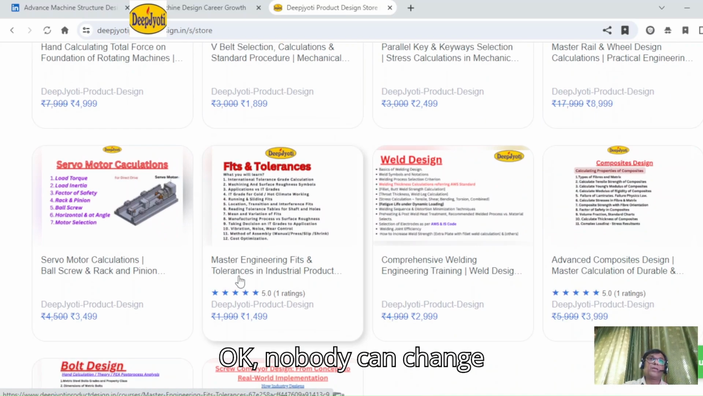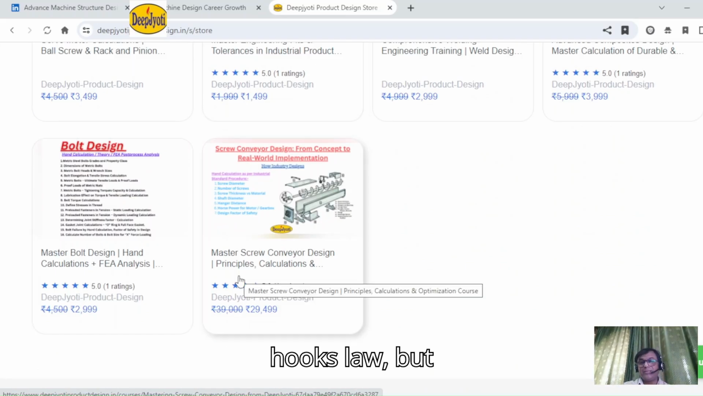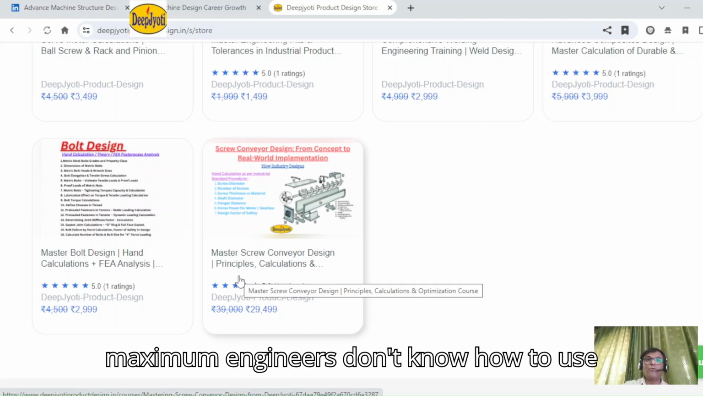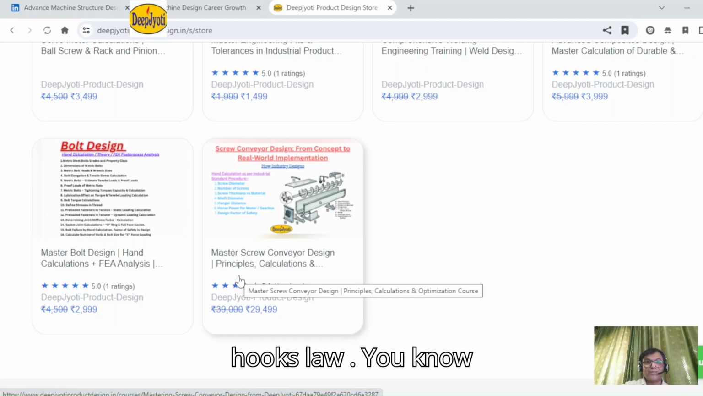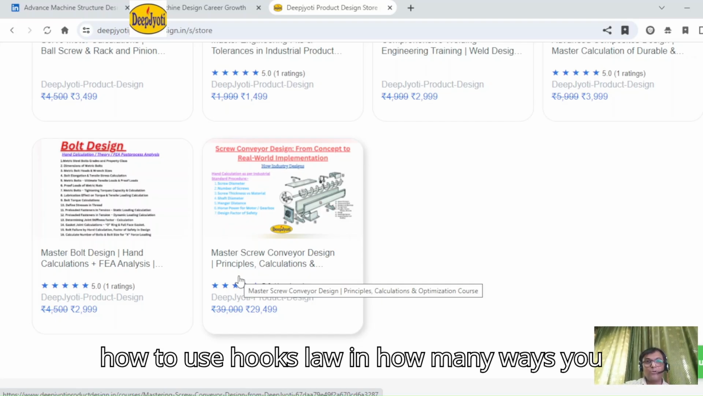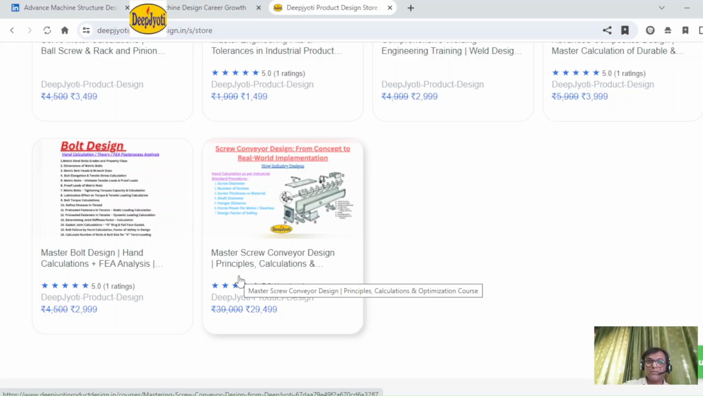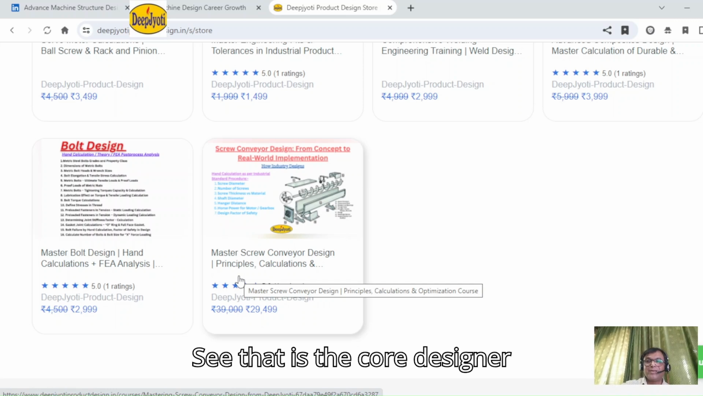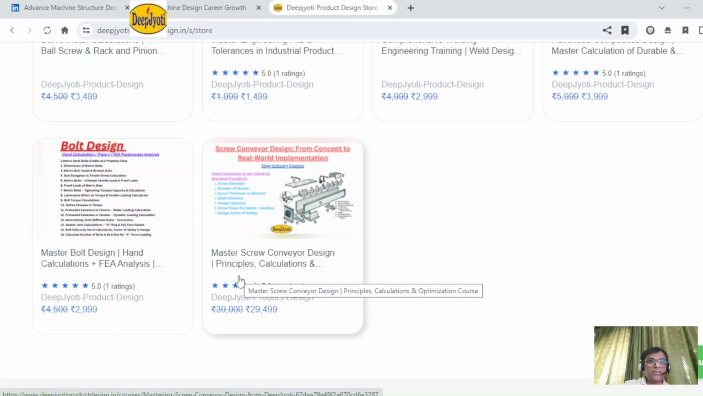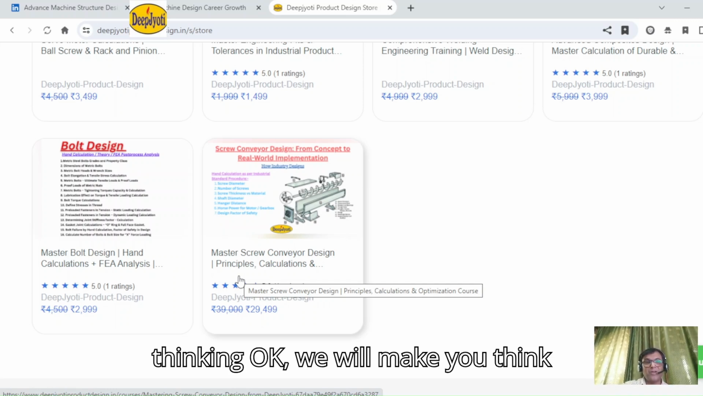Nobody can change Hooke's law, but most engineers don't know how to use Hooke's law, right? Do you know in how many ways you can use Hooke's law to solve problems? See, that is the core designer thinking. We will make you think design.